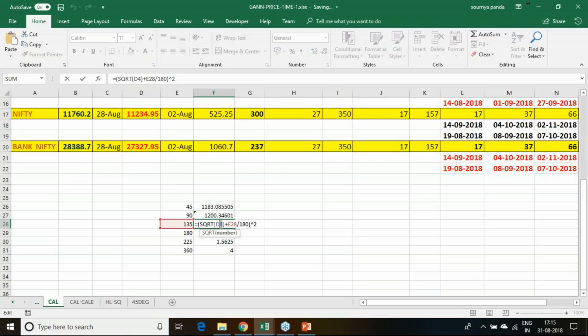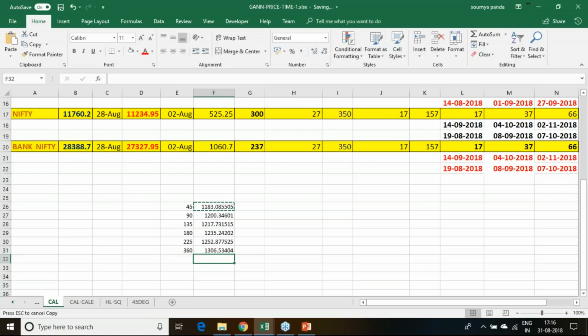So 1200 is another resistance, and this same resistance can act as a support if that price is crossed. Here is another, and a third I am taking here. Here too I am taking one more, and here too I have taken one. So these are the levels. Once this particular price moves up, you can expect these things. If the price falls below this, then the subsequent levels will act as support.